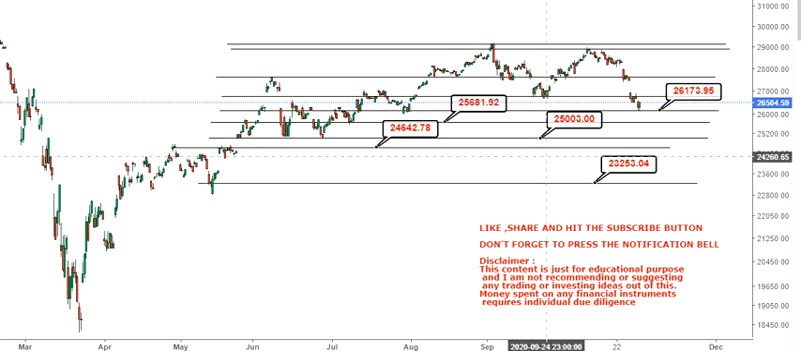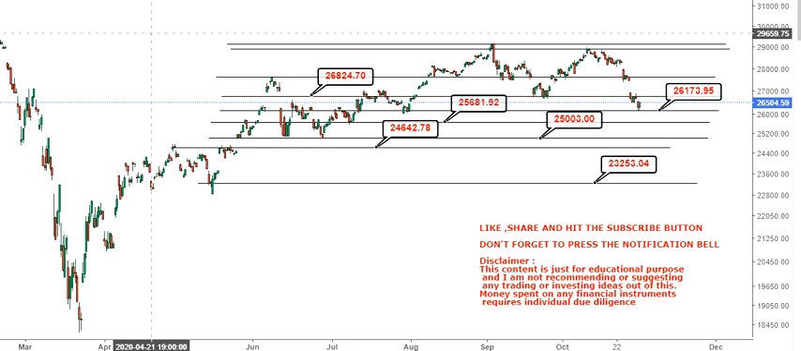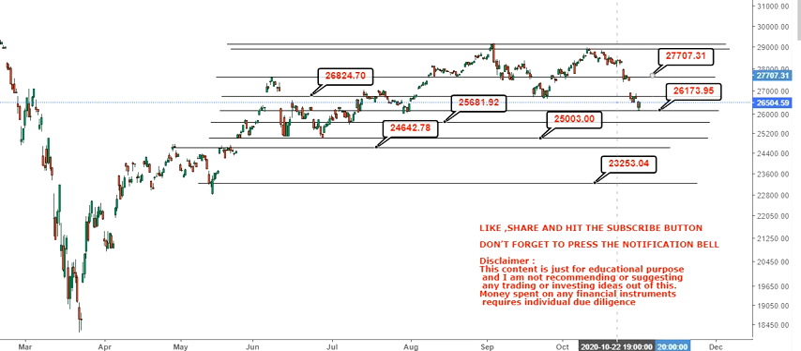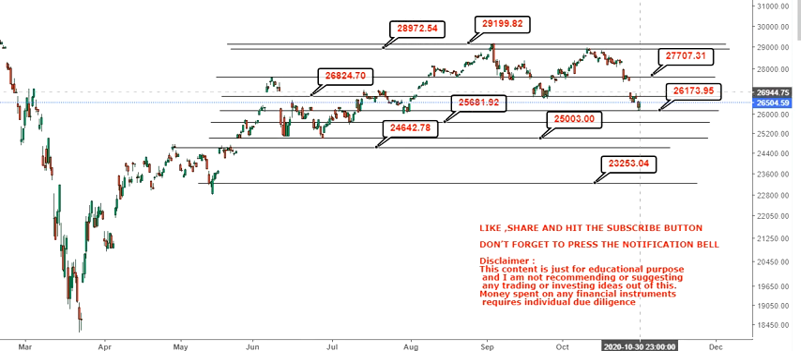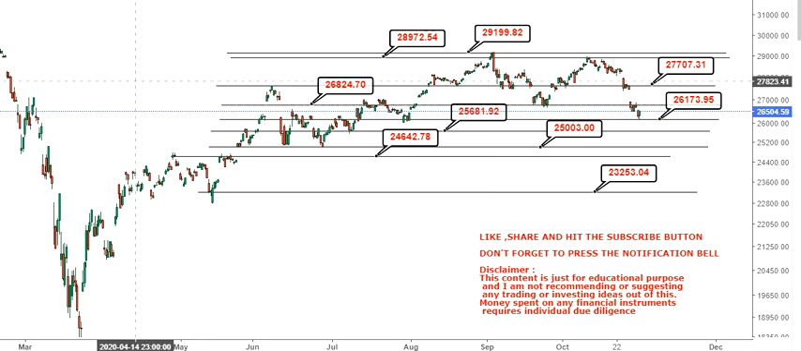Now on the long side, you have your first resistance, or the target, at 26,824. Above that you have 27,707. Further you have 28,972, and your final resistance or target for the time being will be 29,199.